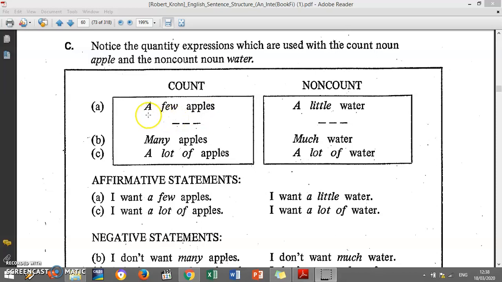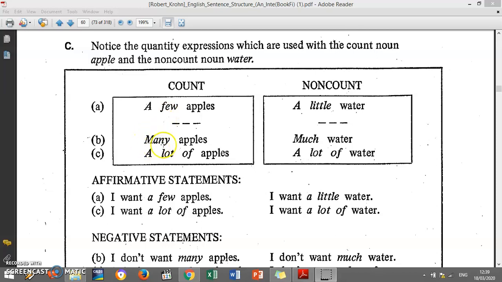For example, a few means sedikit atau beberapa. Untuk countable nouns artinya beberapa, sedangkan untuk uncountable noun ini artinya sedikit. So for countable nouns, you can say a few apples. For uncountable nouns, you can say a little water or a little information, for example, or a little ink. Meanwhile, for countable nouns, you can say a few pencils, a few people, for example.